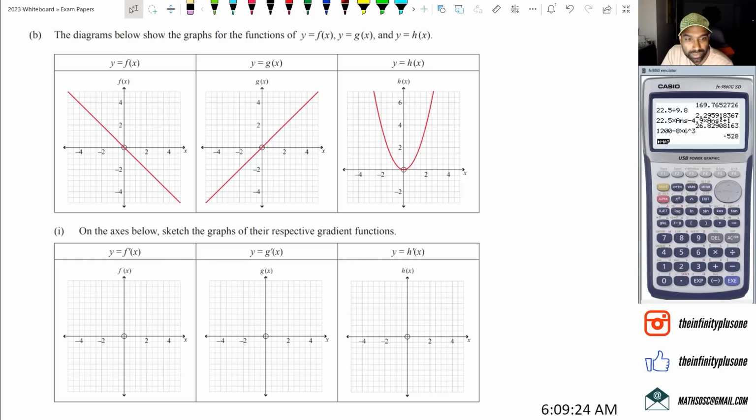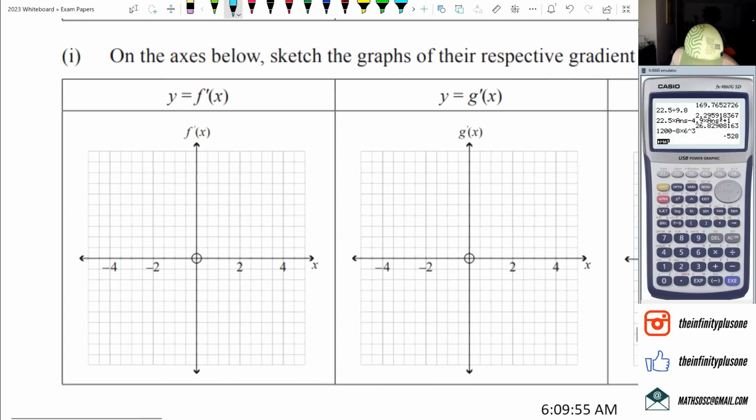Looking at this one, I can see that you probably will have to draw this at least roughly correctly. You can't just put a random line here because they've actually given you those values. If I look at the first one here, I can see that the gradient is -1, because 2 across, 2 down, is a gradient of -1. And the weird thing is that at the bottom here, they haven't actually given you any scales.